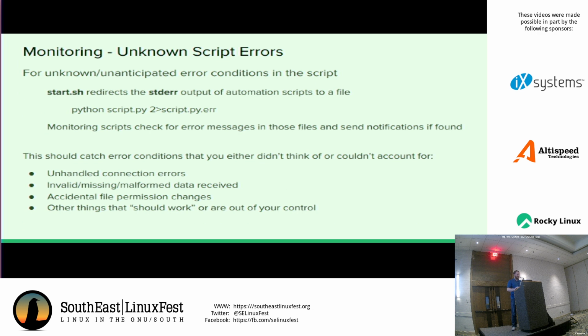For unknown errors we can't necessarily anticipate, this is the part that I have a GitHub repo for with example scripts you can use. We can use the standard error capturing method we mentioned earlier to redirect all standard error output from runtime errors to a file that the monitoring scripts can check. This will catch things like unhandled connection errors, and invalid, missing, or malformed data that is received that the script can't handle. It also handles accidental changes to file permissions in the automation folder that prevent required files from being opened or written to, all of which I've seen over the course of building out this automation solution.